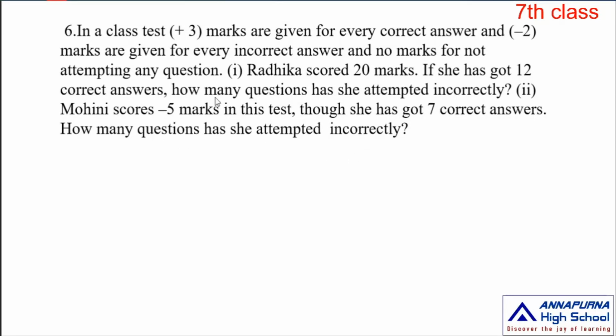So we already did a similar problem, but in that problem the same marks were given for correct answers and incorrect answers, and the score was not given. We had to find the number of questions attempted, not attempted, wrong answers, etc. But here the score is given, and we have to find the number of questions attempted incorrectly. That means first write down what is given.